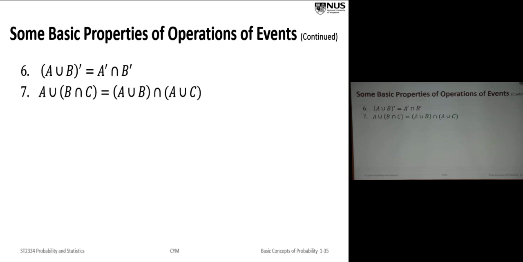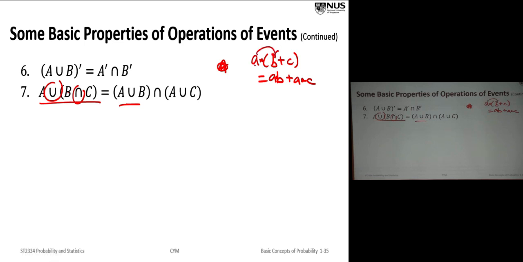So this is the union of A intersect... we have two operations here. You can think of it like, for example, A times (B plus C), which is equal to A times B plus A times C. So A union (B intersect C) is equal to (A union B) intersect (A union C). It's just like A times B plus A times C. All right? We can prove that.